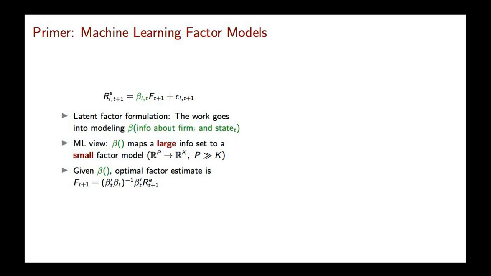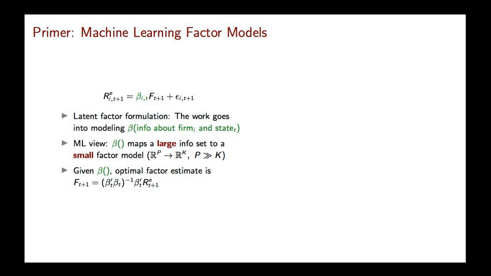But once you make that latent factor assumption, all of the work now goes into modeling the beta, okay? So this entire literature all proceeds from essentially the same starting point. I'm gonna write down a model for beta. It's gonna be a function of some stuff. The stuff is information about the individual firm whose beta we're talking about, crossed with information about the overall state of the economy. All right.